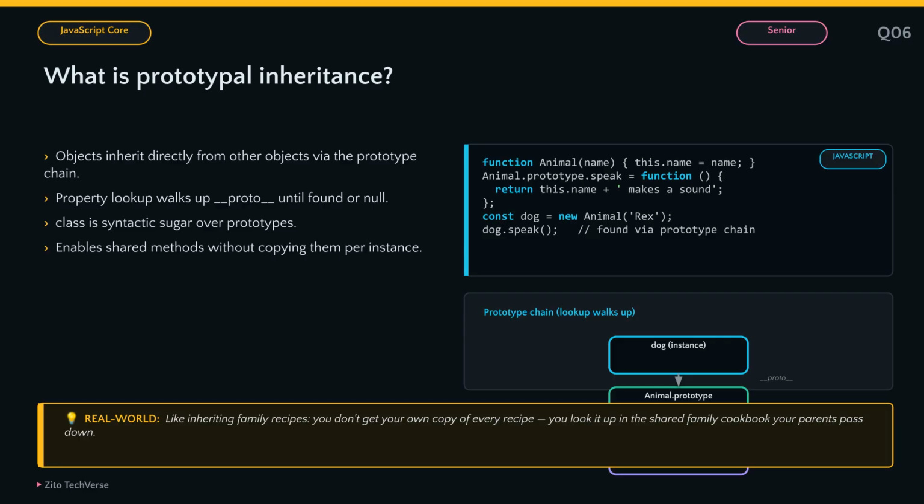The benefit is memory efficiency. One shared method, many instances. It's like inheriting family recipes. You don't get your own copy of every recipe. You look it up in the shared family cookbook your parents passed down.